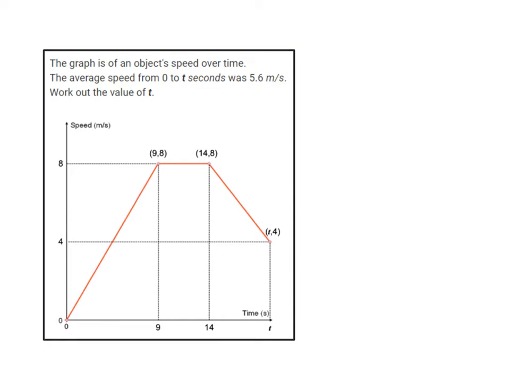The graph is an object's speed over time. The average speed from 0 to t seconds was 5.6 metres per second. Work out the value of t. So we need to be using our D-S-T triangle, because we're still looking at distance, speed and time. We're just looking at the average speed. So let's look at what we've got.